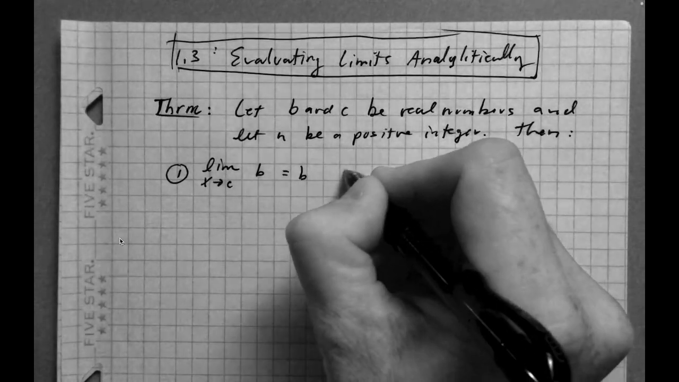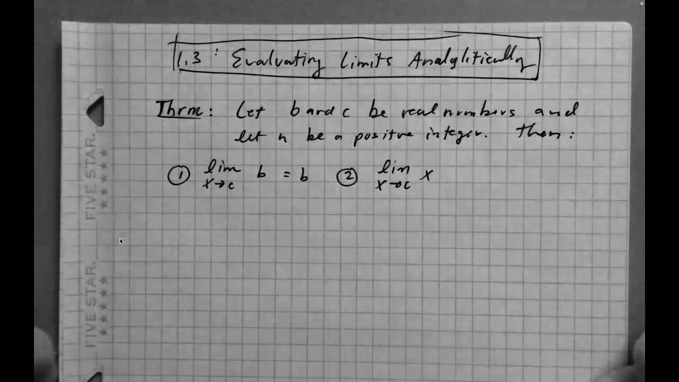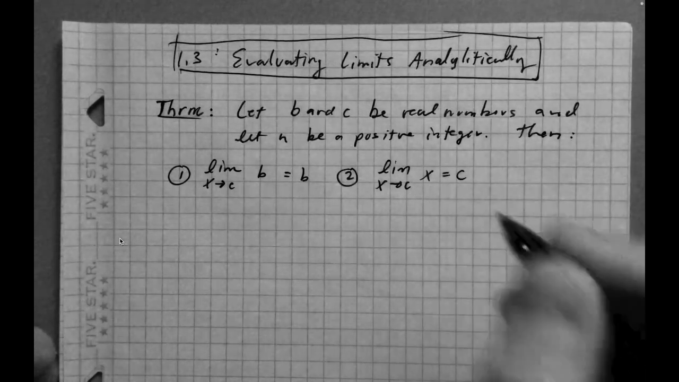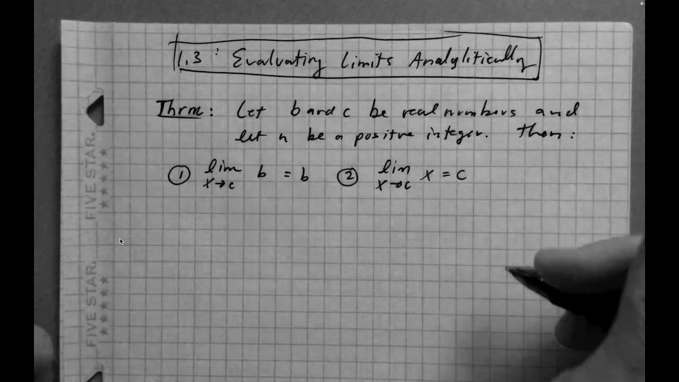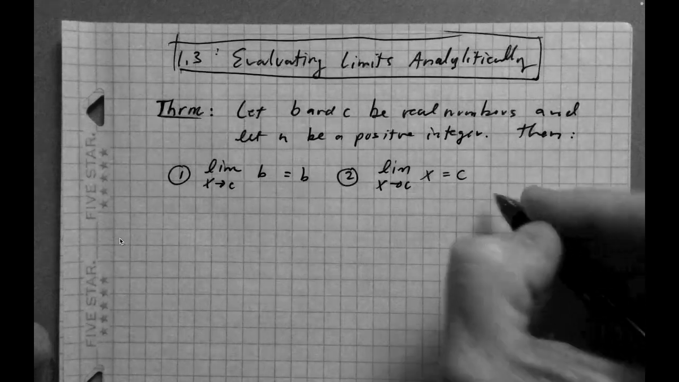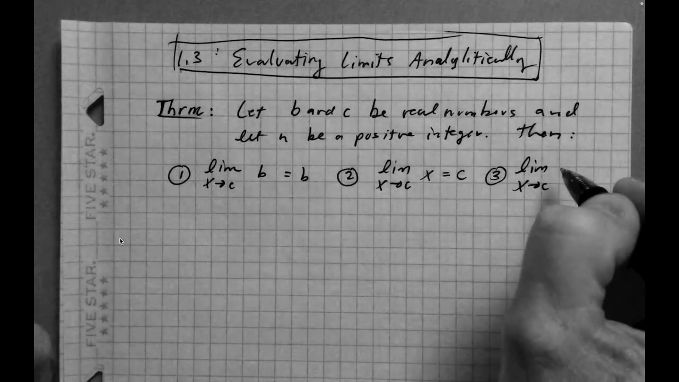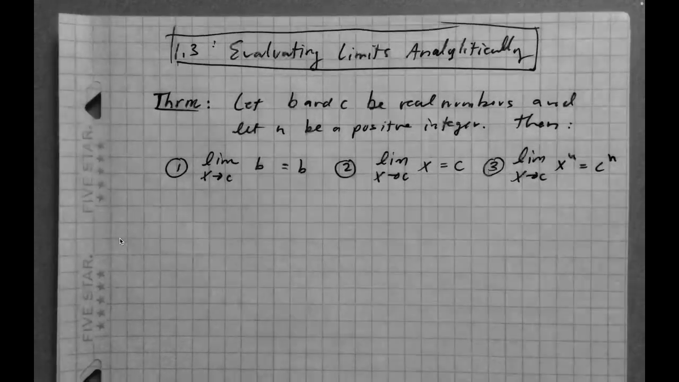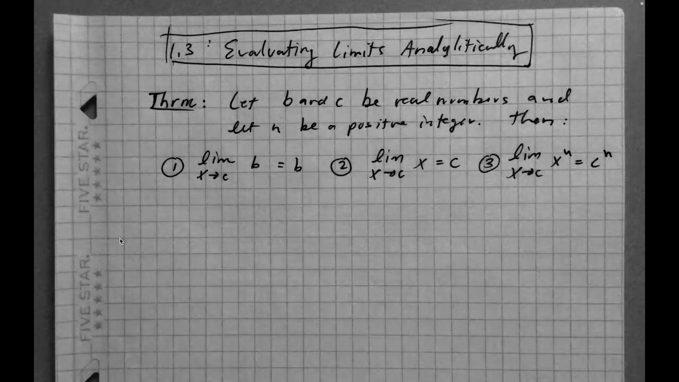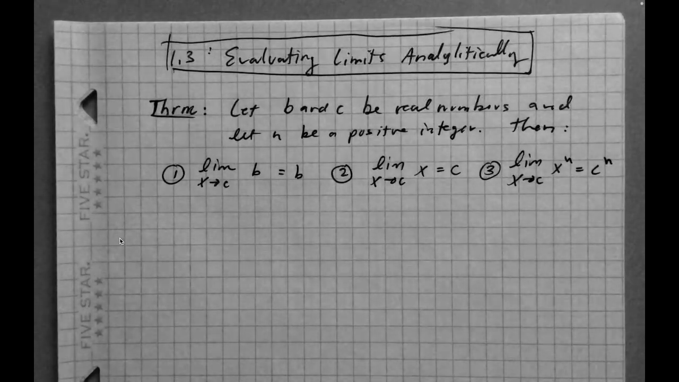Very easy, very obvious. The limit as x approaches c of x is c, okay, right? So if the function is a simple identity function, then the limit is equal to the value of the limit point. And then 3, the limit as x approaches c of x to the n is just equal to c to the n. Okay. All right, so very straightforward, very simple theorems, right?